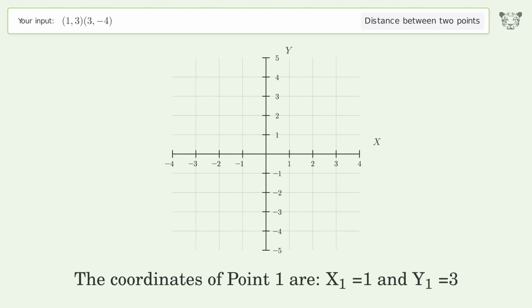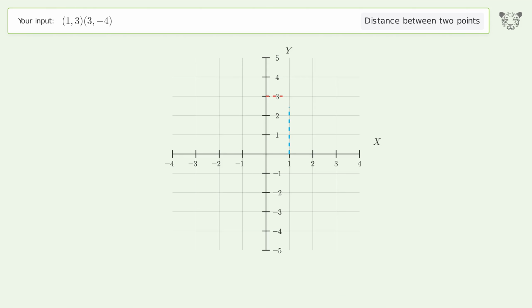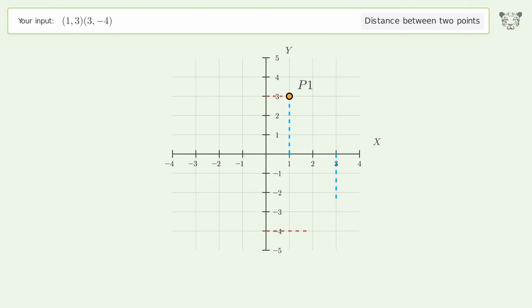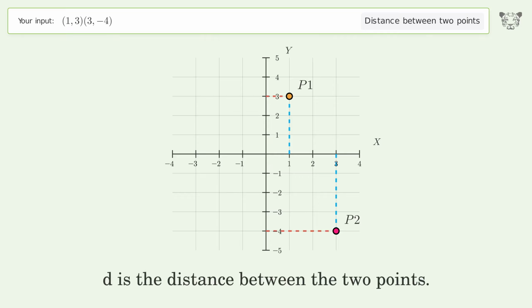The coordinates of point 1 are x1 equals 1 and y1 equals 3. The coordinates of point 2 are x2 equals 3 and y2 equals -4. D is the distance between the 2 points.